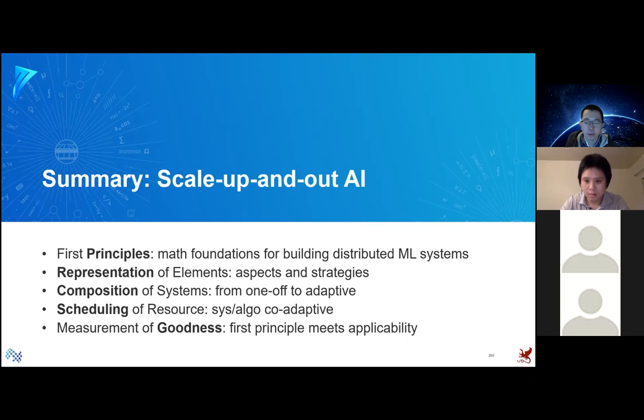And then we identify the representation of elements that would compose a so-called distributed machine learning strategy and map existing papers, techniques, and system artifacts following these first principles based on that formulation. And with this development, we then show we are able to build composable distributed ML systems. And to some extent, we are also able to achieve auto-parallelization of machine learning programs. And then we turn our focus to another layer of problems and go through how we should realistically measure the performance goodness of distributed machine learning training and use its measures to guide the scheduling of resources for multiple concurrent distributed machine learning training jobs in a real-world production environment.